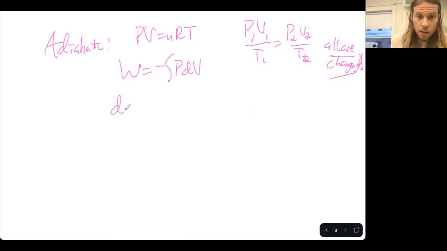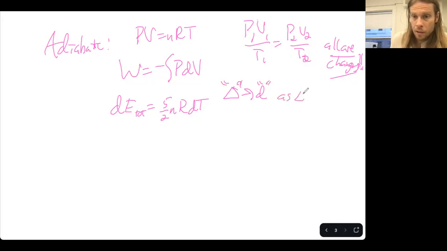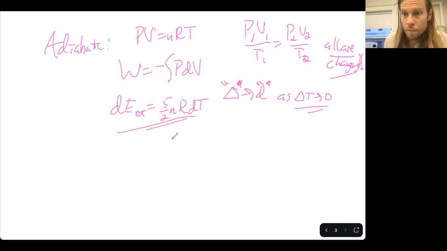We go to that the differential of E total is 5 halves for air, nR, the differential for T, where the delta turns into d, the differential as delta something, like delta T approaches 0. We take the infinitesimal change in T, or the infinitesimal change in energy is this. So this is where we start.